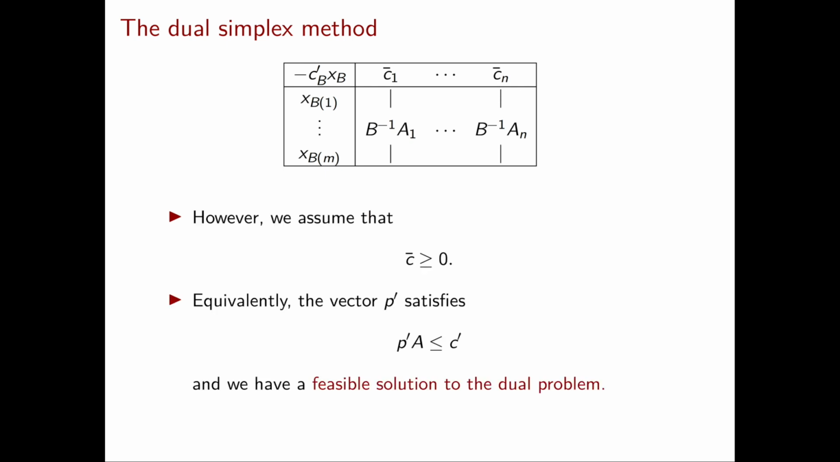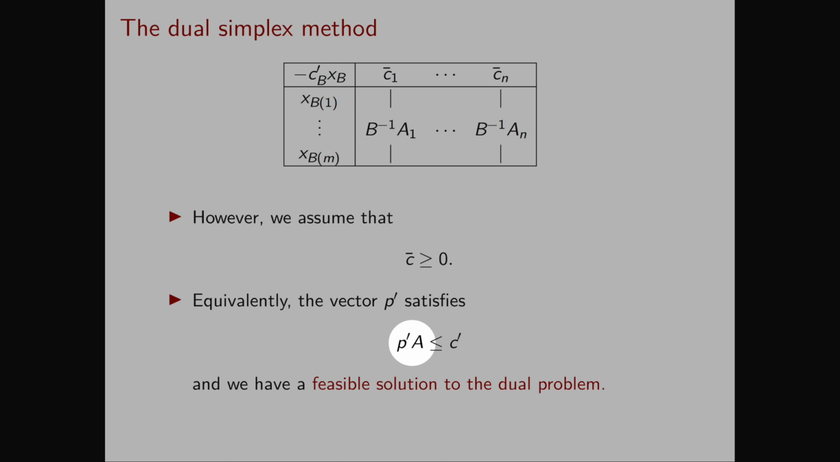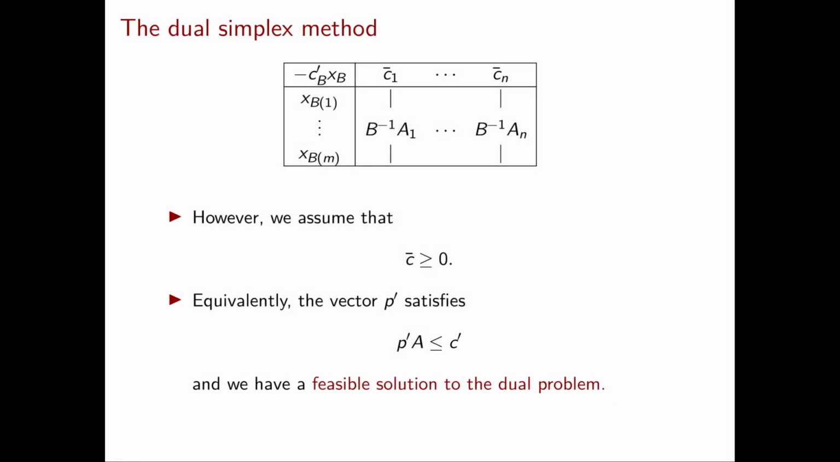On the other hand, we make an assumption that we didn't make in the primal simplex. Namely, we assume that the reduced costs are greater than or equal to 0. We know that requiring the reduced costs to be non-negative is equivalent to saying that p satisfies p transposed A less than or equal to c transposed. Therefore, our dual solution is feasible.